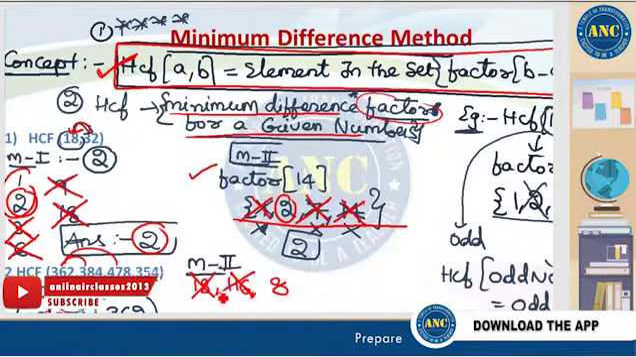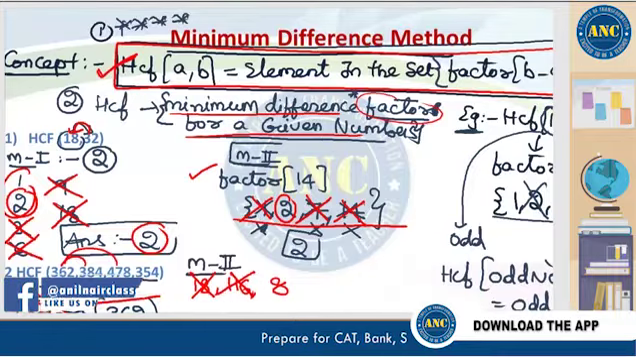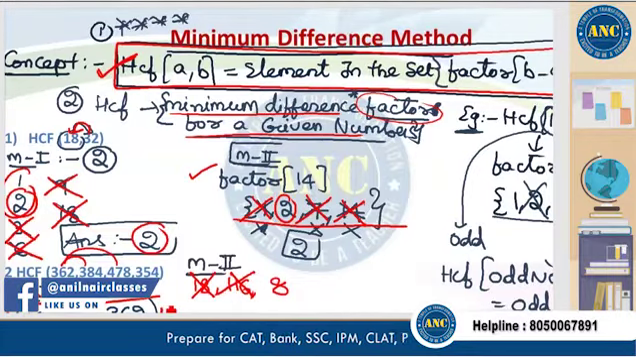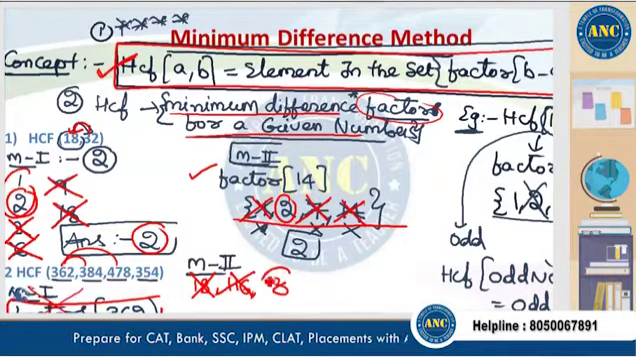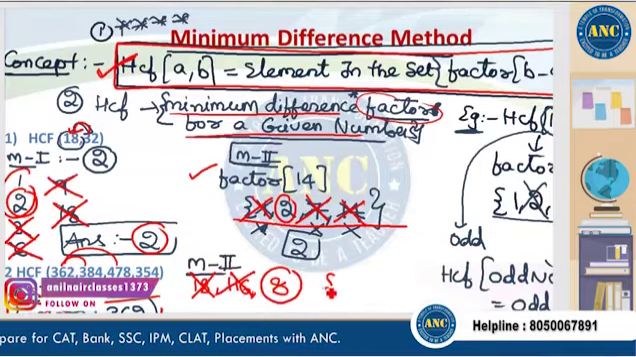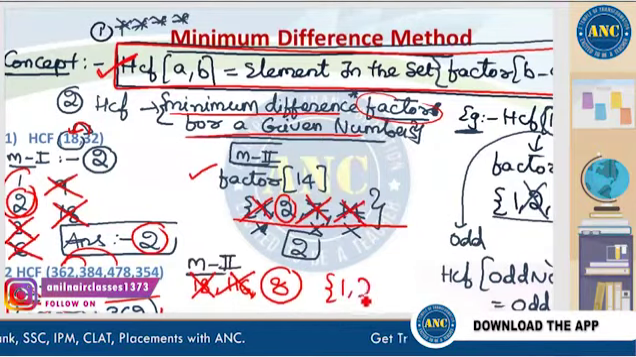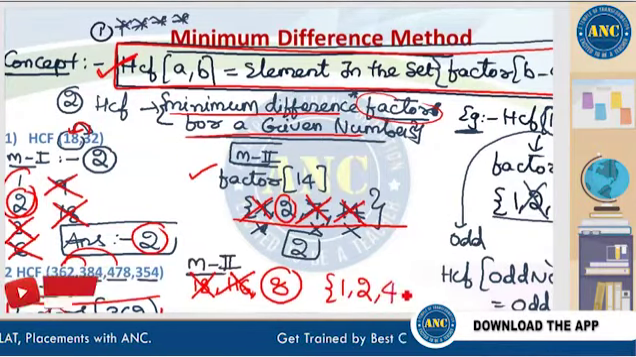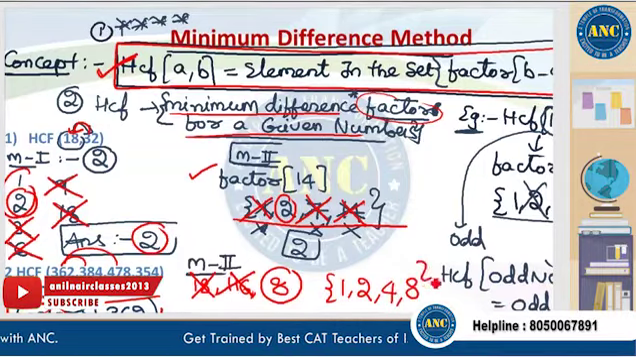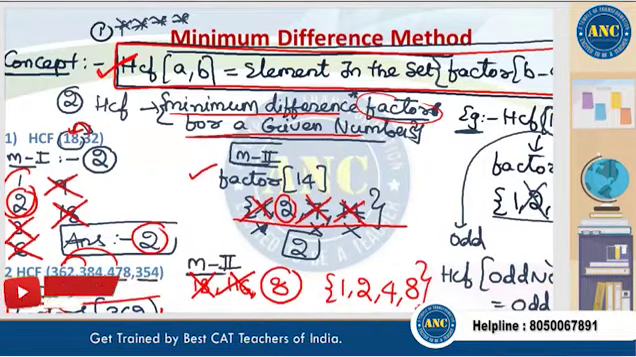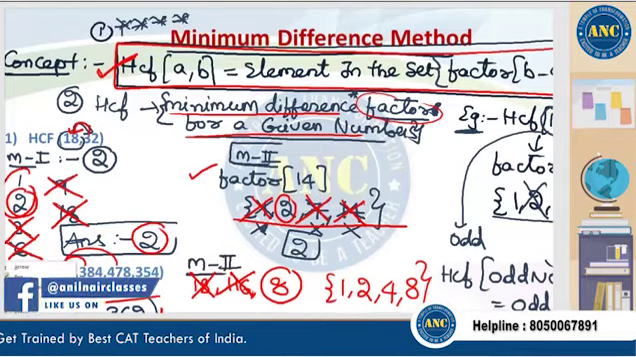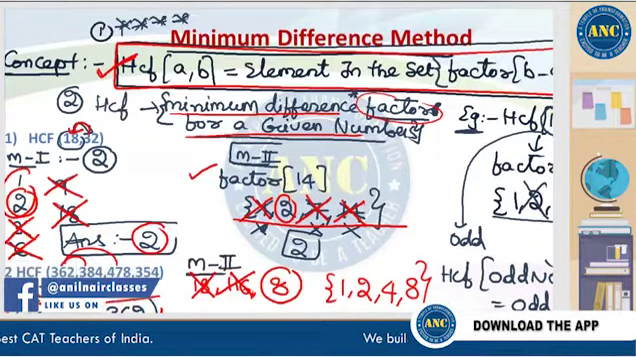By using this concept, instead of taking the factors of 362, I will just take the factors of 8. What are the factors of 8? 1, 2, 4, 8. Are you all with me? You can reduce the number of steps in this question if you know this logic.